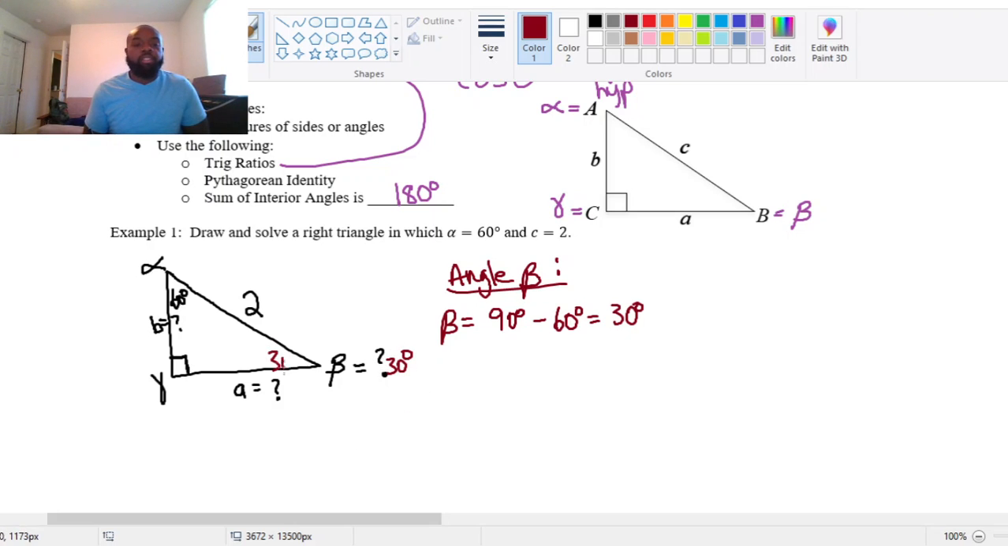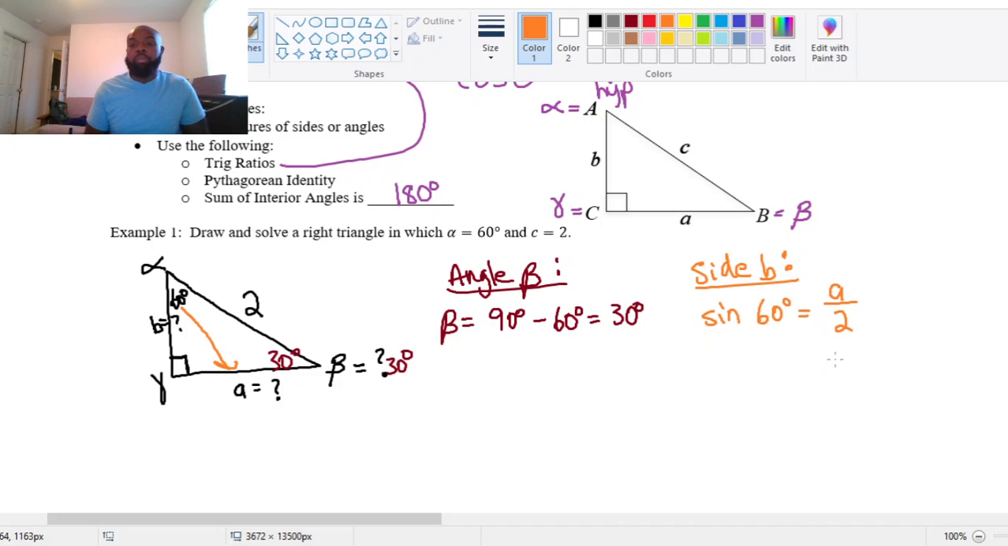Now that I have that, I'm going to put the 30 degrees in here, right? Now that I have that, I can find any other piece of information we need. For instance, I can find a side length by using my trig ratios. Since this is a 60-degree angle, I can use the fact that the sine of 60 degrees equals the opposite over the hypotenuse. The side opposite angle alpha is side length A. So it will equal A, divided by our hypotenuse, which is 2.